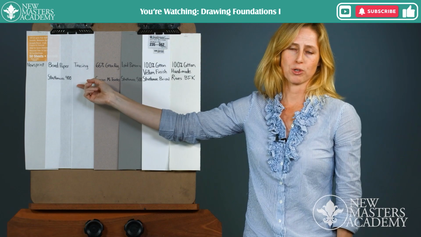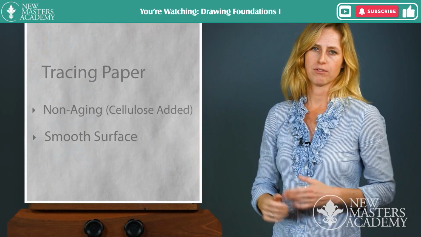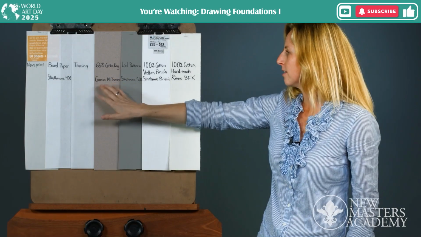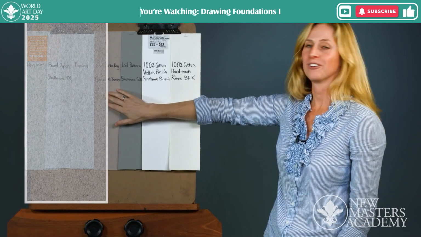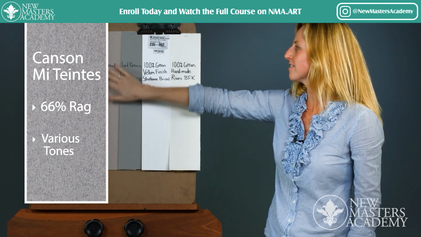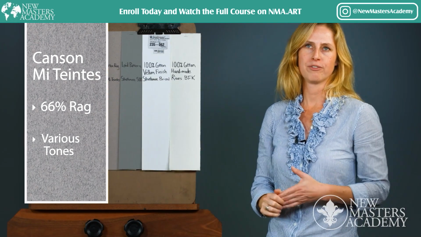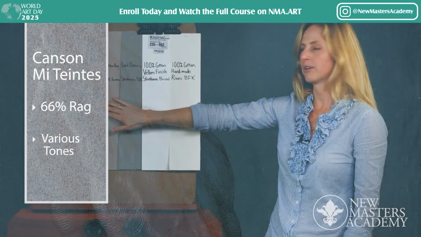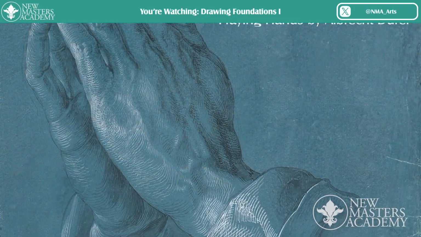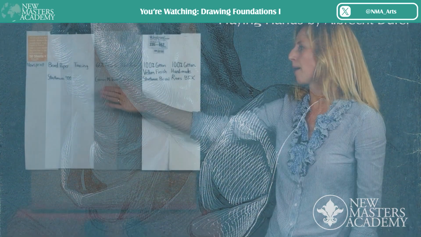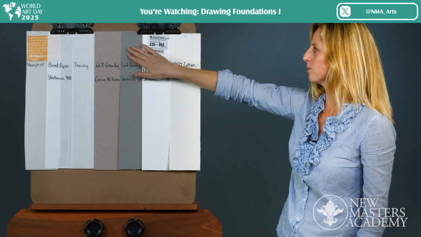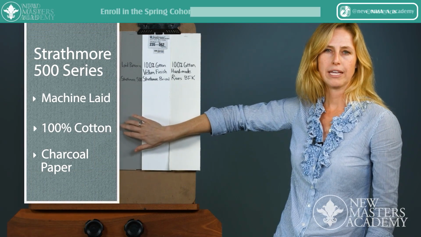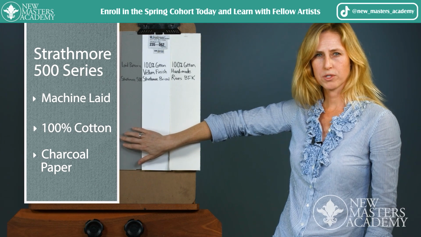The tracing papers are great. Those actually are non-aging. They have a really nice smooth surface for doing studies on. This is 66% cotton rag. This is the Canson paper. This also comes in a nice tone. So that's another option. If you want to have maybe a dark value and maybe you have like a white Conte crayon, you can find a paper in a middle value and then use your utensils for the darkest darks and the lightest lights and let that be the mid-range. You can also find paper with different tints and color. This is also an example of a laid pattern, and the laid refers to the wire screen, which gives it a texture.